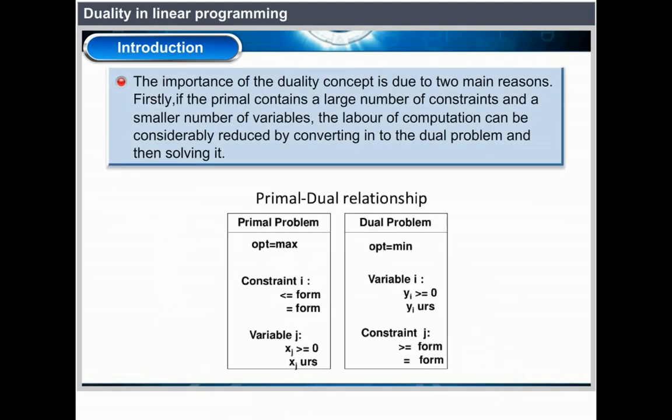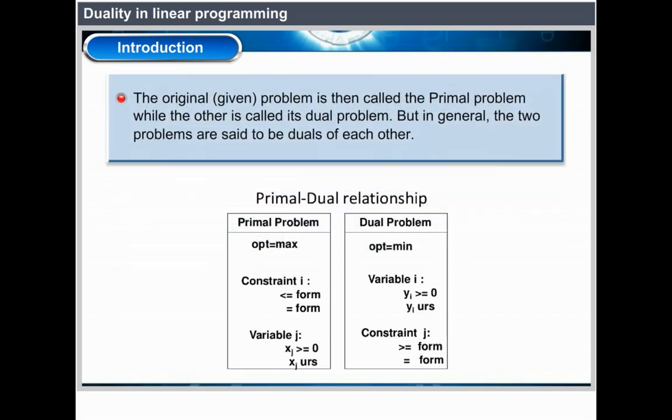The importance of the duality concept is due to two main reasons. Firstly, if the primal contains a large number of constraints and a smaller number of variables, the labor of computation can be considerably reduced by converting into the dual problem and then solving it. Secondly, the interpretation of the dual variables from the cost or economic point of view proves extremely useful in making future decisions in the activities being programmed.